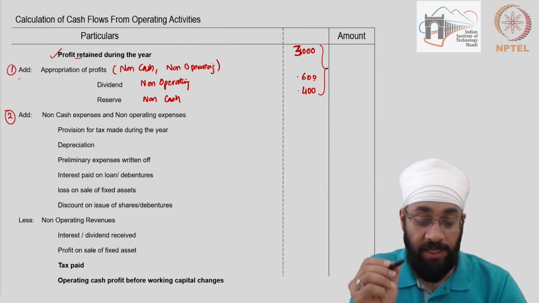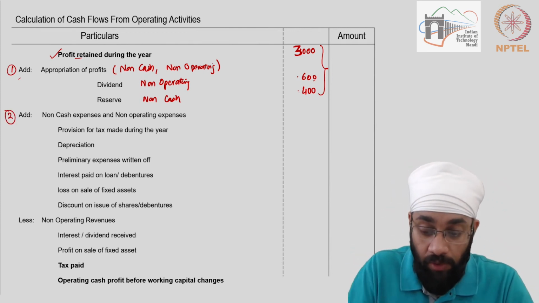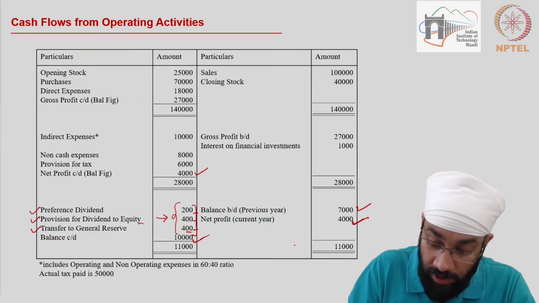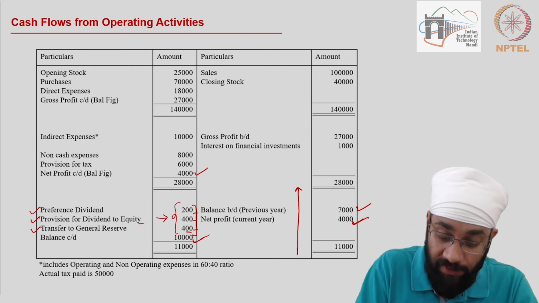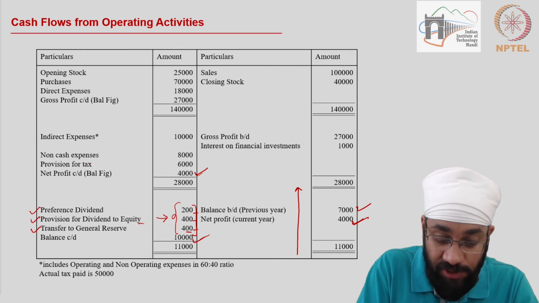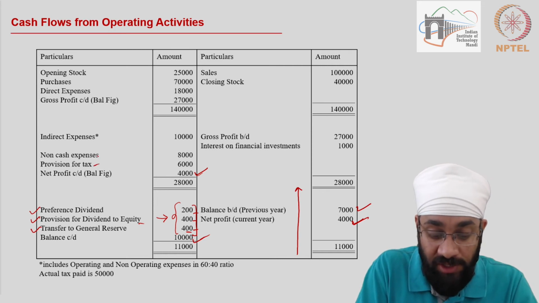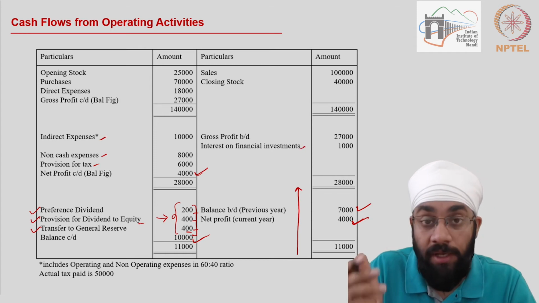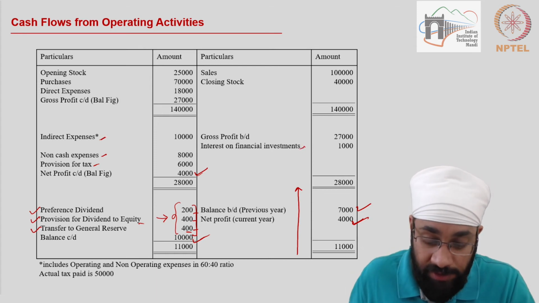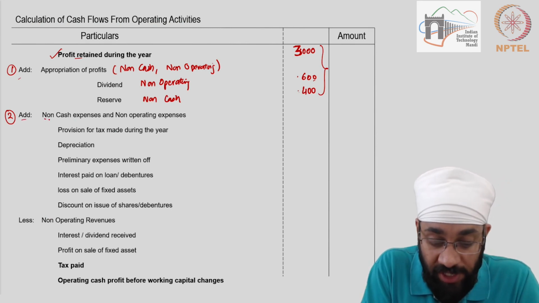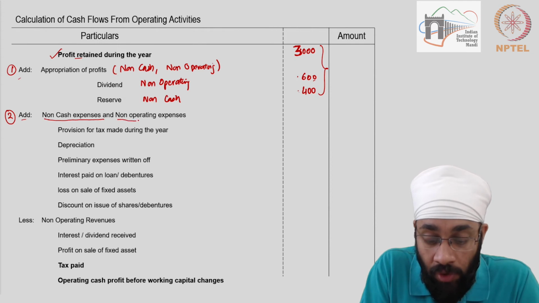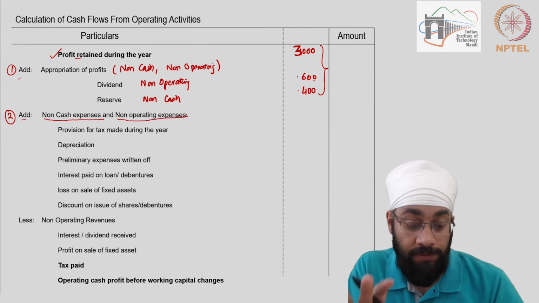There is a second section of adjustments. We have now arrived, walking backwards from here. We have crossed the first stage of walking backwards. Now we are at 4,000. Now we have to make adjustments for the non-cash items, non-operating expenses and non-operating incomes. We have to adjust for these. So we are going to add non-cash expenses and non-operating expenses during the year.